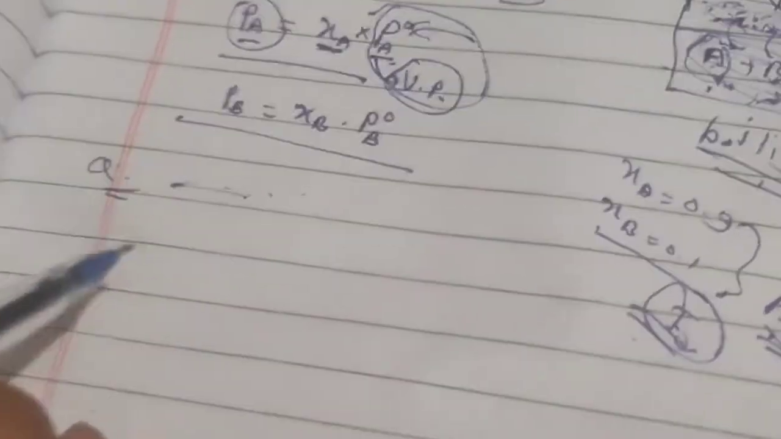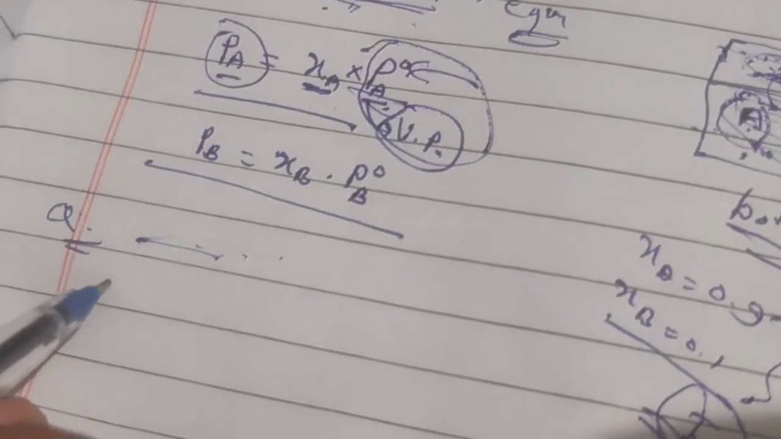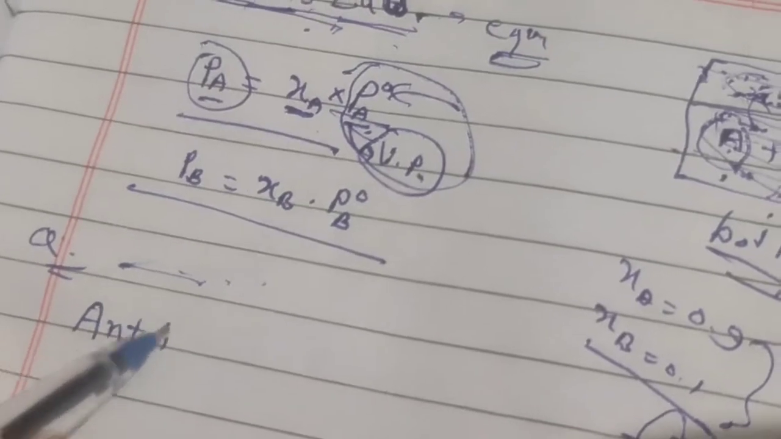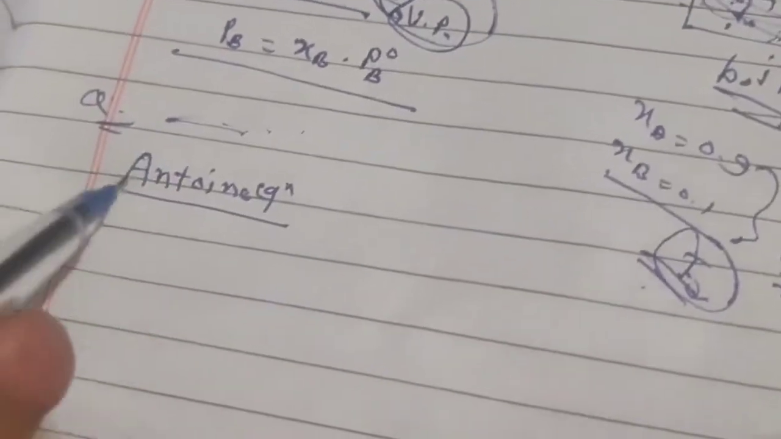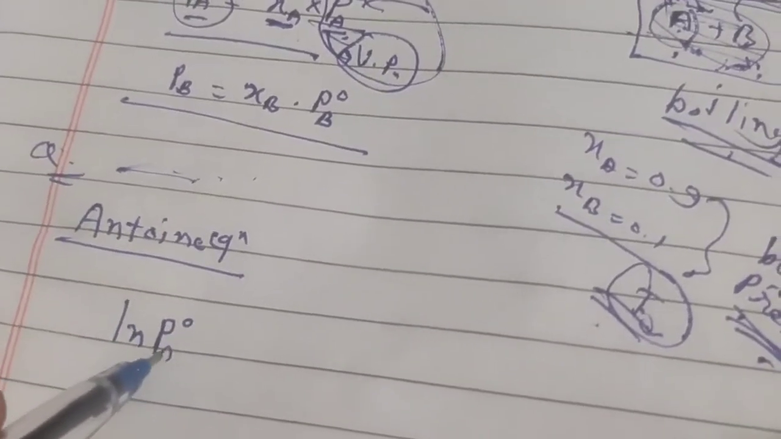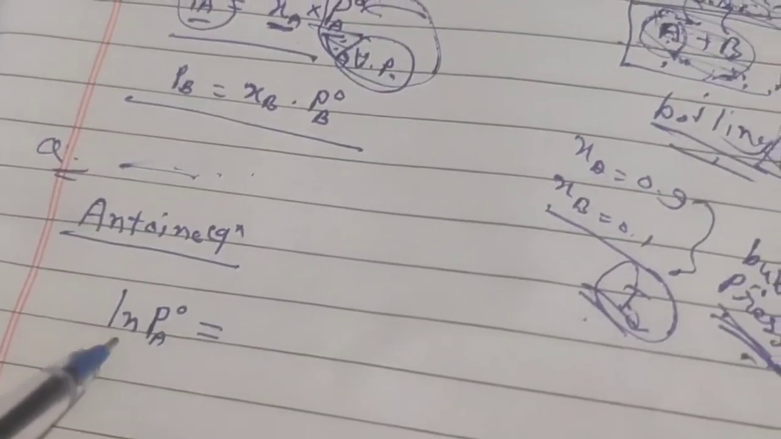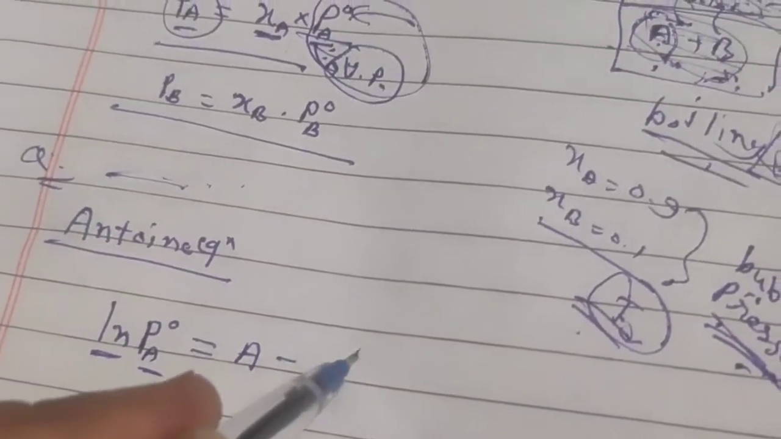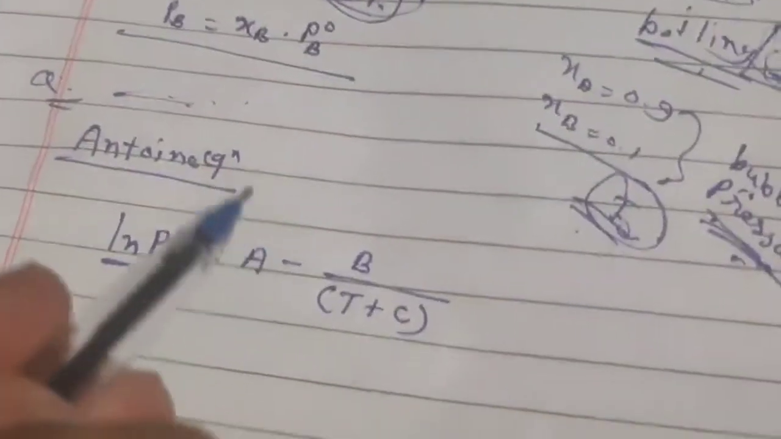In some questions they will not give you the vapor pressure, but they will make use of the Antoine equation. So there is one more equation which is very important, and this is called the Antoine equation. The expression of this is something like this: ln of the vapor pressure of some component, suppose I'm talking about A. You have to remember this expression because it is very important. Ln of the vapor pressure equals A minus B divided by T plus C. And here T is the temperature.